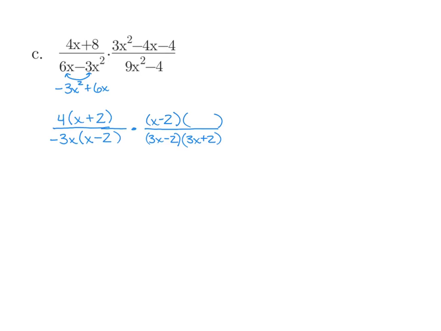Remember the whole purpose of this. We are trying to cancel things. We will do a quick check step to make sure that our factorization is correct. So if I go with x minus 2, we're going to go ahead and factor this. So 3x squared breaks down to x and 3x. And negative 4 breaks down to negative 2 and positive 2.